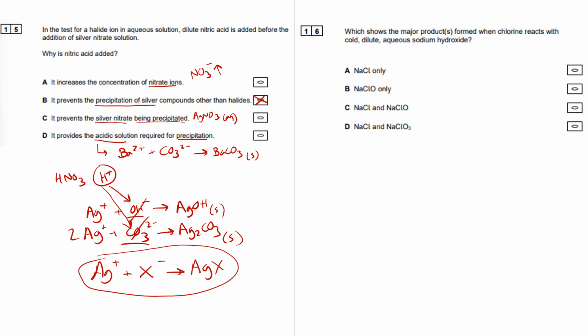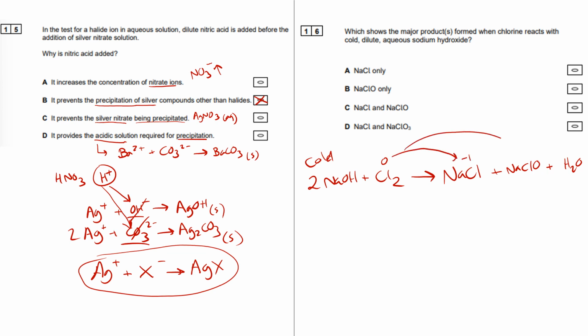Question 16. Which shows the major products formed when chlorine reacts with cold dilute aqueous sodium hydroxide? So when you've got cold sodium hydroxide, I'll just write out the balanced equation here for you. This is on the specification and is one that you need to learn. It's a disproportionation reaction. You get sodium chloride, sodium chlorate(I), NaClO, and water. It's disproportionation because the chlorine with an oxidation state of 0 becomes -1 in sodium chloride and +1 in sodium chlorate(I).